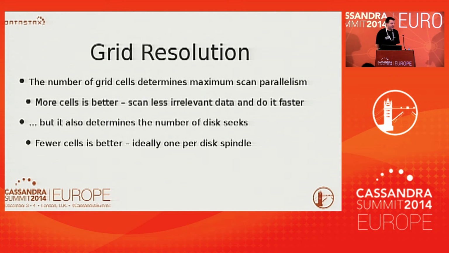But at the same time, you want to keep the number of disk seeks down. You don't want a huge number of cells because your disk head's going to be jumping around all over the place, and that's going to slow you down a lot. It's typically the bottleneck in Cassandra read operations. So from that point of view, well, fewer cells is better. You still want enough to keep all your disk spindles busy, but you don't want really more than that. You don't want to be doing more than one seek per disk if you can help it in a query.